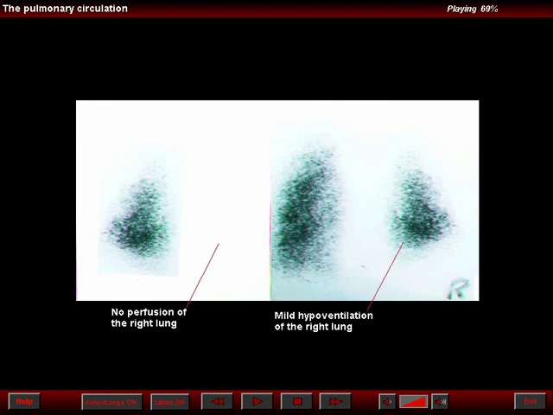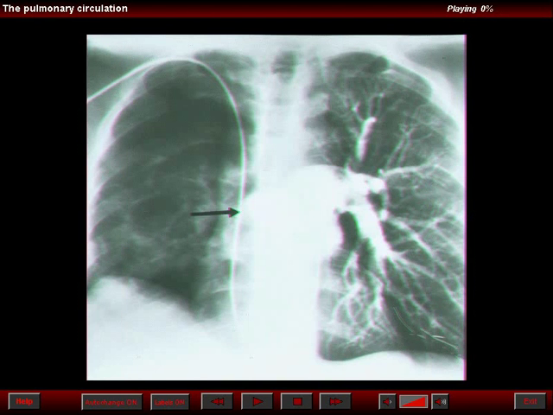There were no signs of deep vein thrombosis nor hematological findings suggestive of a thrombogenic diathesis. A pulmonary angiogram confirmed the suspicion of a complete obstruction of the right pulmonary artery.